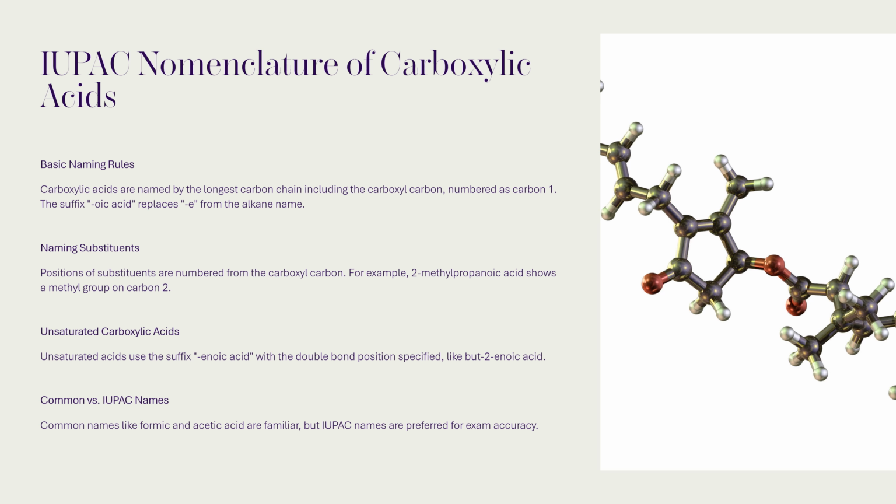When additional substituents are present, their positions are numbered relative to the carboxyl carbon. For instance, 2-methylpropanoic acid contains a methyl group attached to carbon 2. Unsaturated carboxylic acids are named using the -enoic acid suffix, such as but-2-enoic acid, where the position of the C=C double bond must be specified.